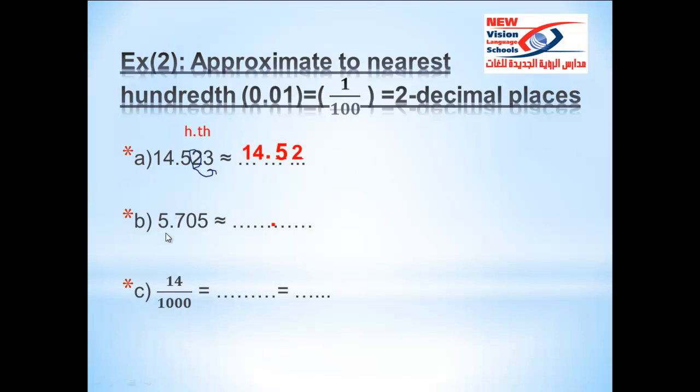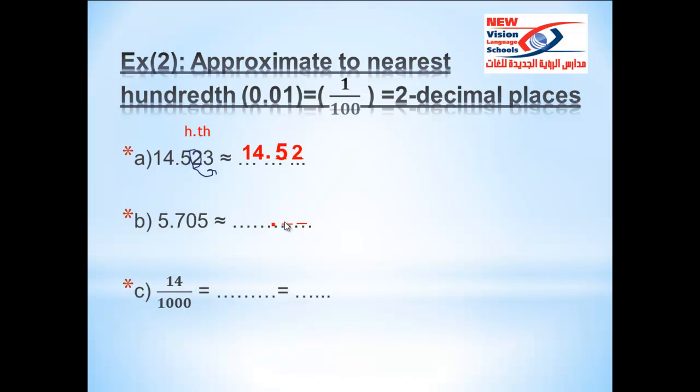Here, another one. 5.705, hundred thousandths. Here we have 5.705. You want to approximate it to hundredths. Put your decimal point, then put only 2 dashes after the decimal point to keep the place value until we know what number we will write.